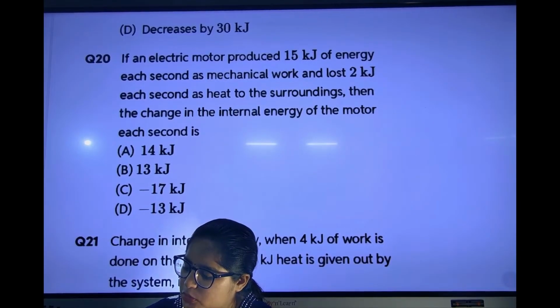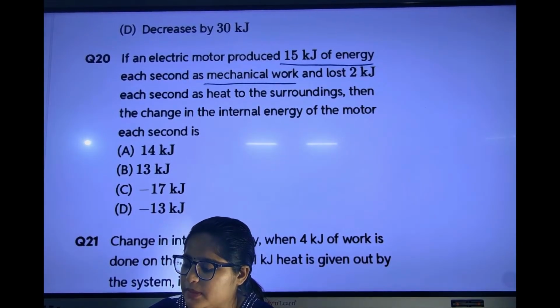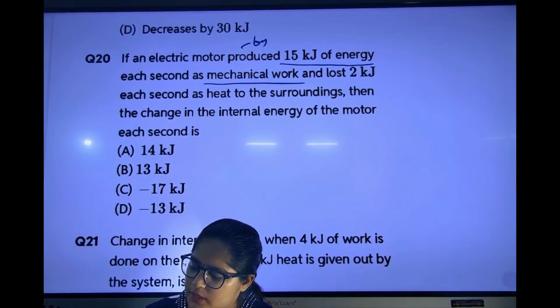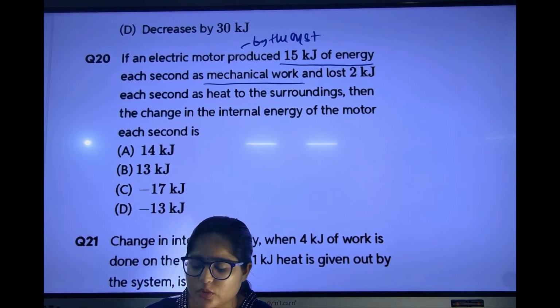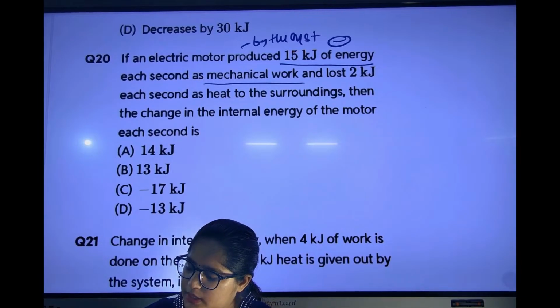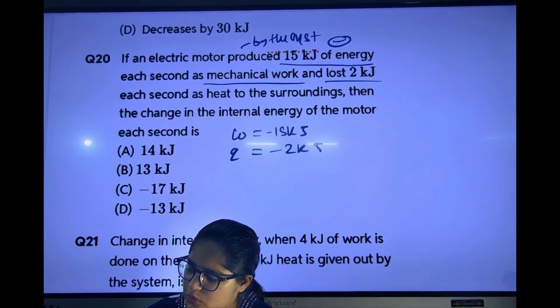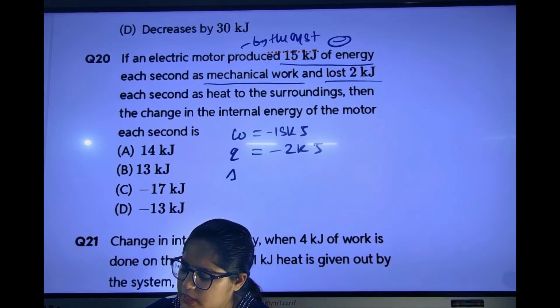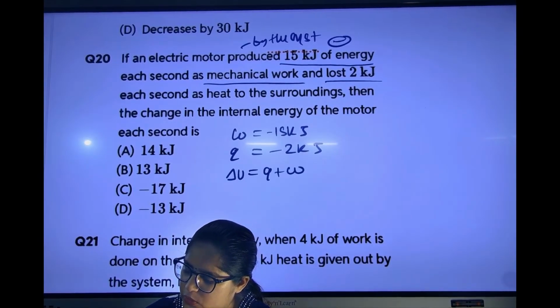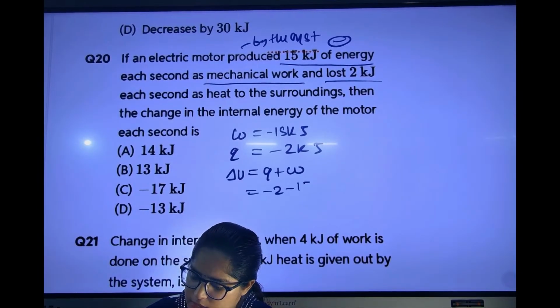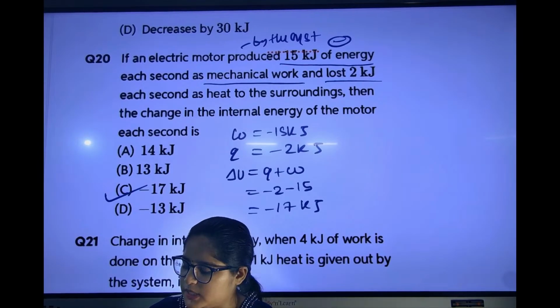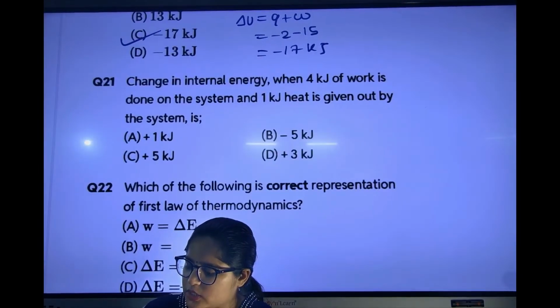Okay, let us solve question number 20. If an electric motor produces 15 kilojoule of energy as mechanical work, so produce means done by the system. System is doing work. By the system means work done negative. So work done is minus 15 kilojoule. Very simple. Lost 2 kilojoule means heat is minus 2 kilojoule each second as heat. Then the change in internal energy: delta U will be equal to Q plus W. Q is minus 2, W is minus 15, so it will be minus 17 kilojoule. Option number C.